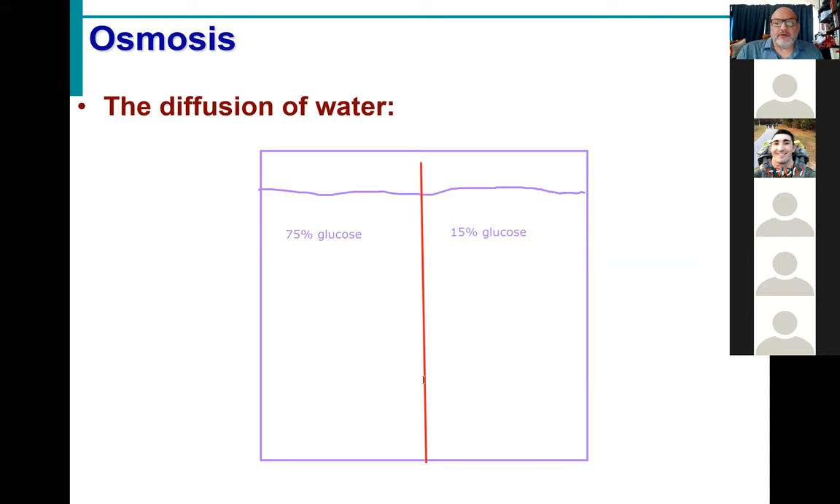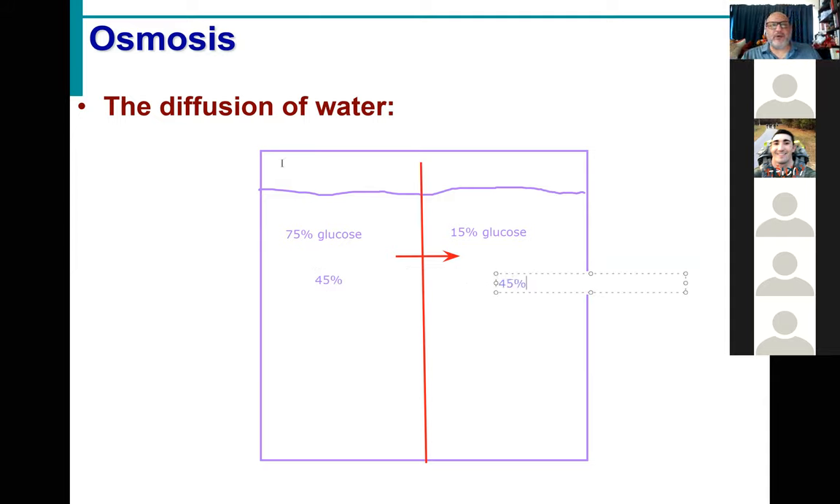And as we talked about, I then take my screwdriver and poke a bunch of holes in this membrane. Glucose is going to move. And which way does glucose move again? To the right or to the left? To the right or the 15. It's going to move to the right until it reaches equilibrium. And at what point does it reach equilibrium? At 45. All right, so it would be 45% on this side and 45% on this side.